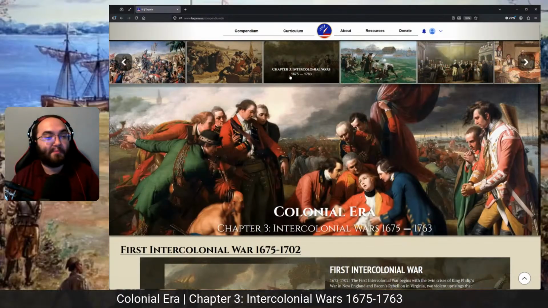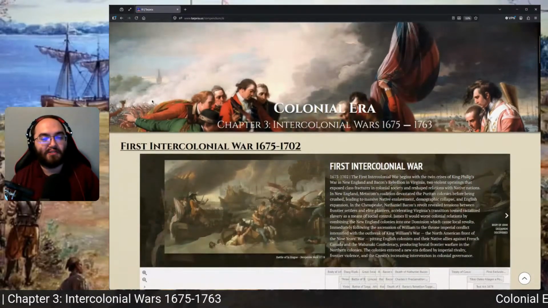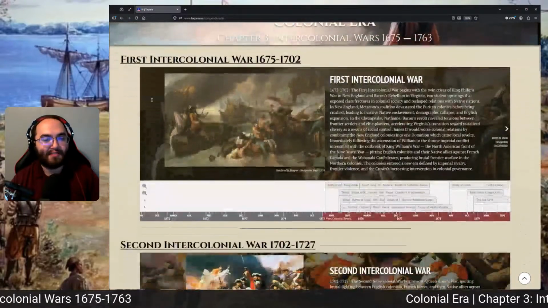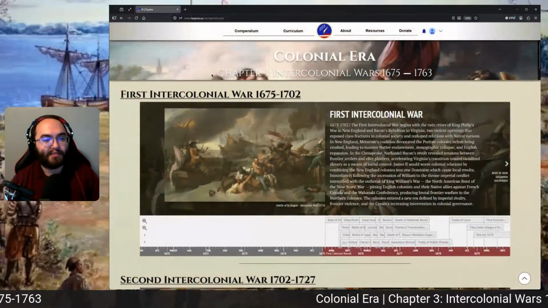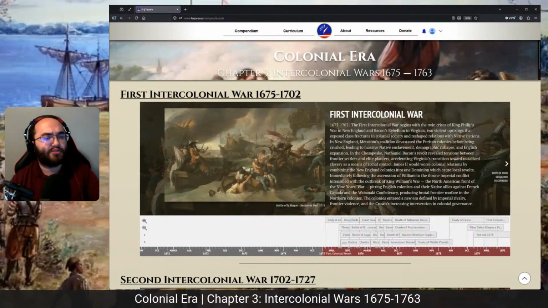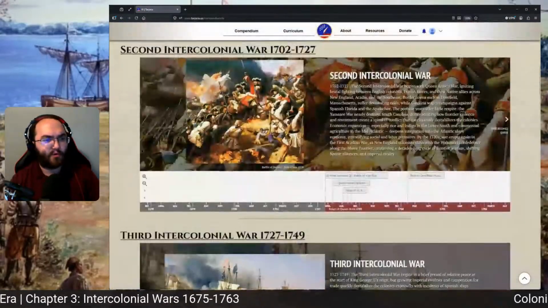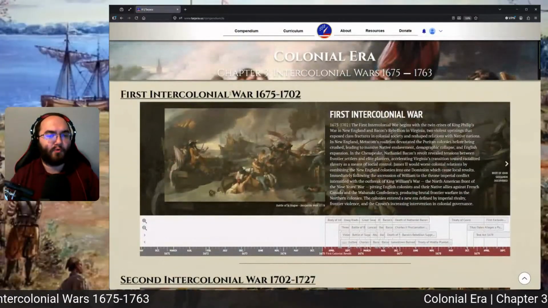Now, on our website, we have a chapter page for each of the 26 chapters, and it looks like this. Each chapter is divided into sections. And so this chapter is divided into 4 sections. Each one covers a different intercolonial war.